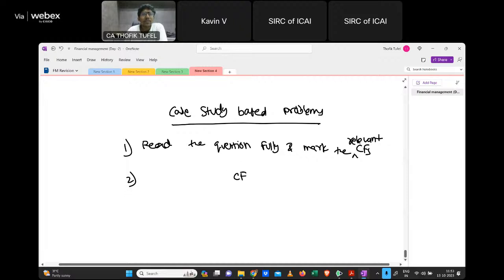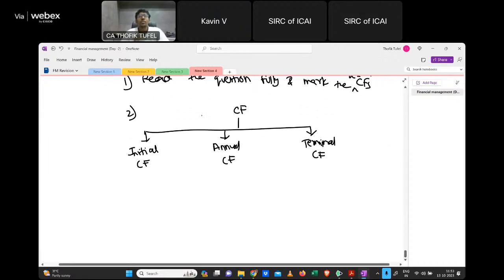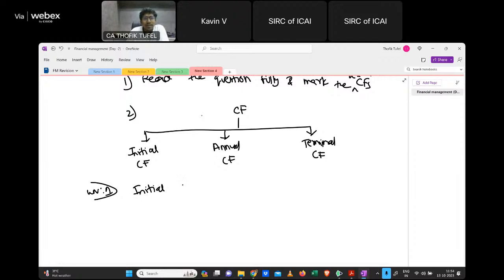Second, cash flows you always have to bifurcate into 3. Remember this approach, it will become easier for you to solve any capital budgeting problem. First it will be initial cash flows, then annual cash flows, and then the third one is terminal cash flows. Whenever you are solving a problem, first you write a note. Working note 1: initial cash flows.